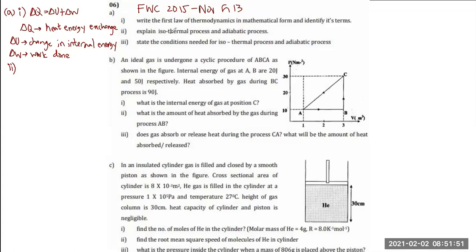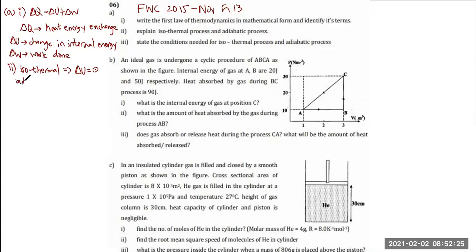Explain isothermal process and adiabatic process. Talking about the isothermal process, the change in internal energy is zero, so I'll say delta U is zero. In words, you can say the change in internal energy is zero, or a process which takes place under constant temperature. There's no change in internal energy, or temperature is maintained constant throughout the process.